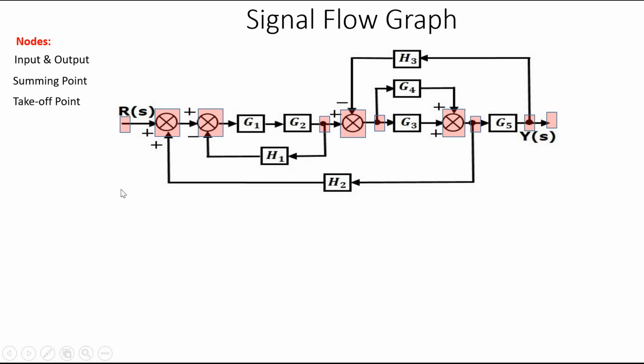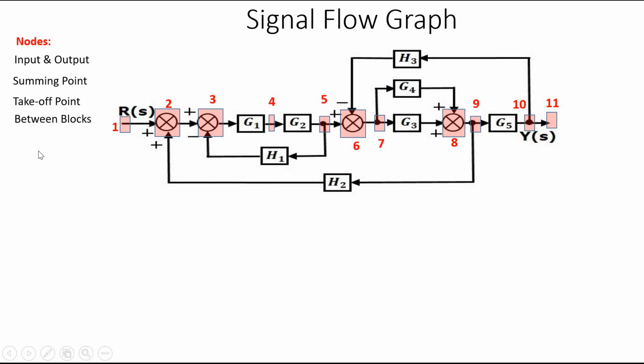Finally, there is one more possibility, which is a point between blocks. A point between blocks, for example like this, will be a node in the signal flow graph. These are two blocks, and in between them there is a point. We have to denote this as a node in the signal flow graph as well. So these are the nodes in this particular block diagram. 1, 2, 3, 4, 5, 6, 7, 8, 9, 10, 11. So there are a total of 11 nodes in this particular block diagram.